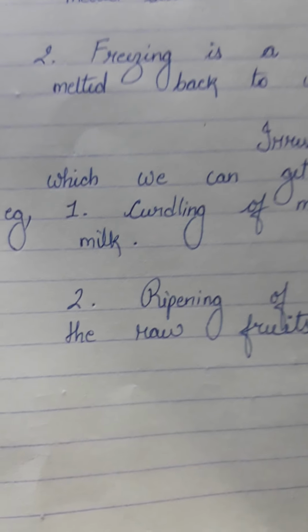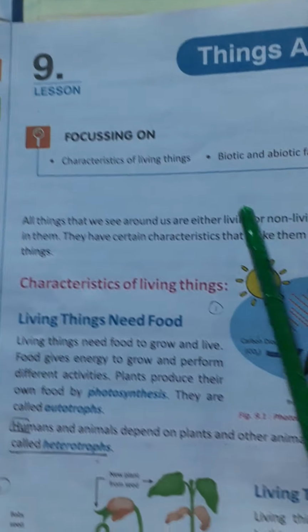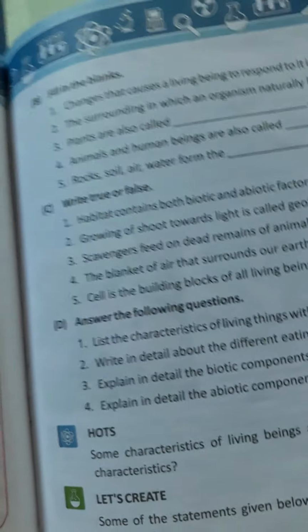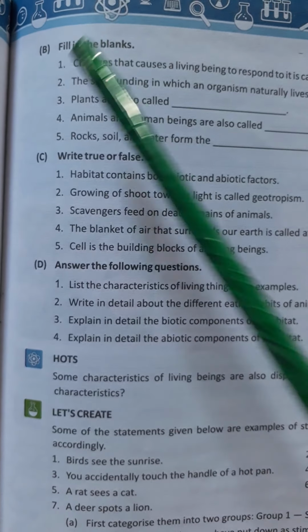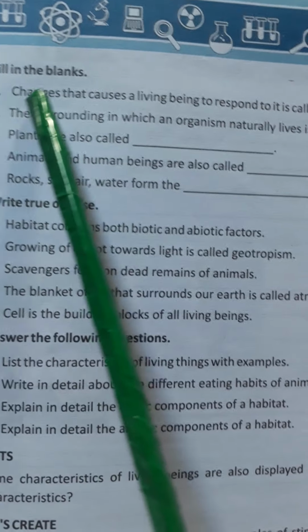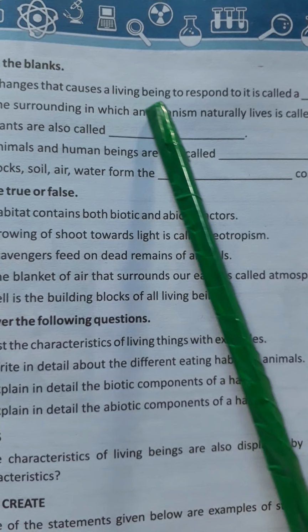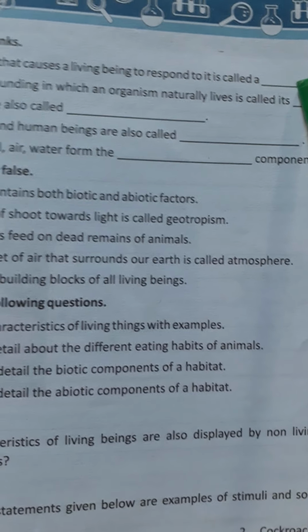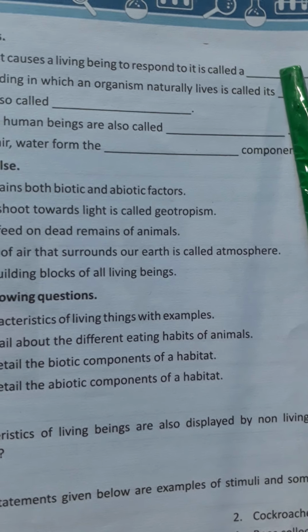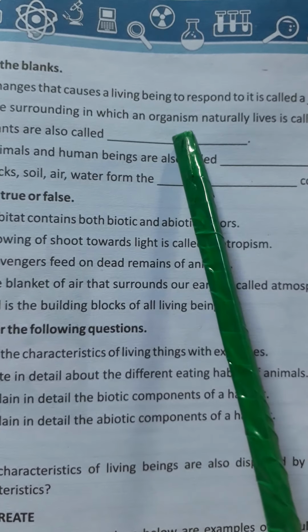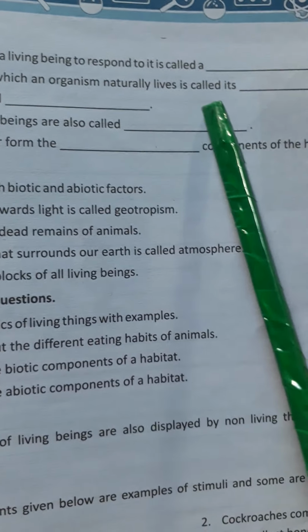Alright, so that's all for chapter 6. Now, chapter 9, that is Things Around Us. Turn to your page 101. First, we will do fill in the blanks. Exercise B, number 1: changes that cause a living being to respond to it is called a dash. That is stimulus. S-T-I-M-U-L-U-S, stimulus.